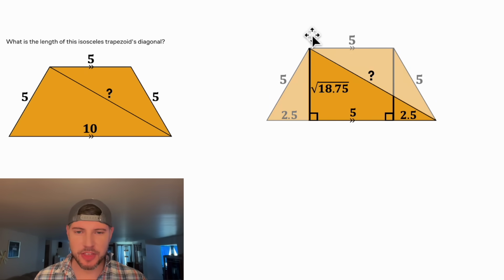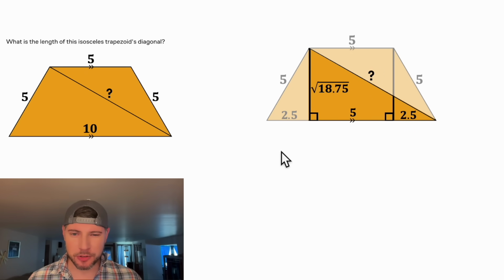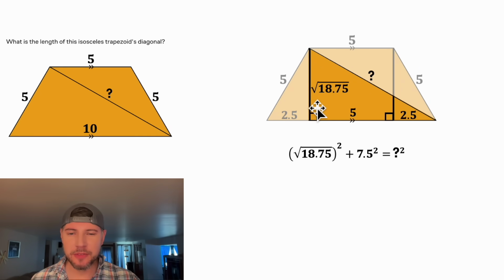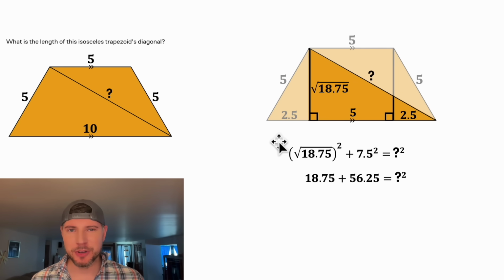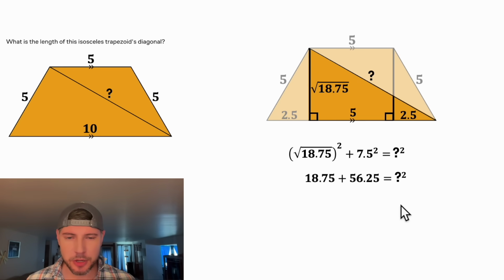Let's focus on this triangle now. This time, I don't know if there's any shortcuts. I'm just going to use Pythagorean theorem. So it'll be square root of 18.75 squared plus the base, which is 7.5 squared, equals question mark squared. So for the first term, the square root and the square are going to cancel each other out. So we have 18.75. And then 7.5 squared is equal to 56.25. And that'll still be equal to question mark squared.